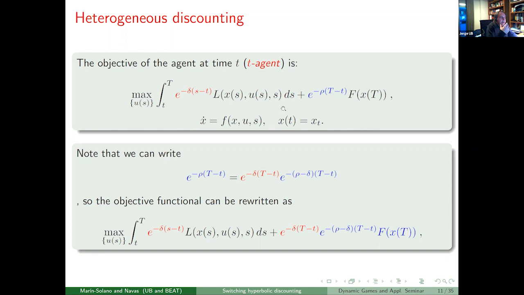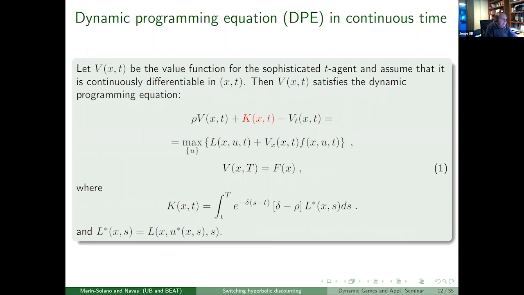Also, for this framework, for this kind of discounting, the standard tools of binary optimization fail in providing time consistent solutions. So, the corresponding dynamic programming equation to characterize time consistent solution is this one. Here, the expression for the capital K function is slightly different because the setting is different. In fact, it's easier to work with this than with non-constant discounting, but it's this one.